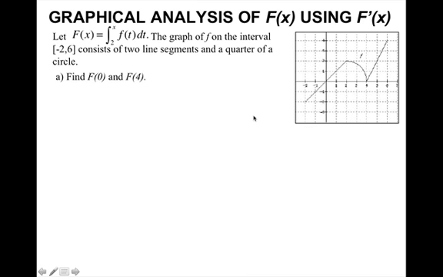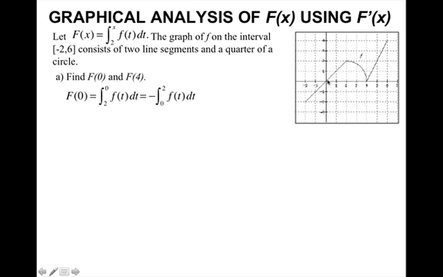For part A, find big F of 0 and big F of 4. So for F of 0, that means I'm putting 0 in for x, just like we did at the very beginning of this video. So that means I want to find the value of big F from 2 to 0, and since the order of the limits is out of whack, I'm going to have to multiply by a negative, so it's from 0 to 2.